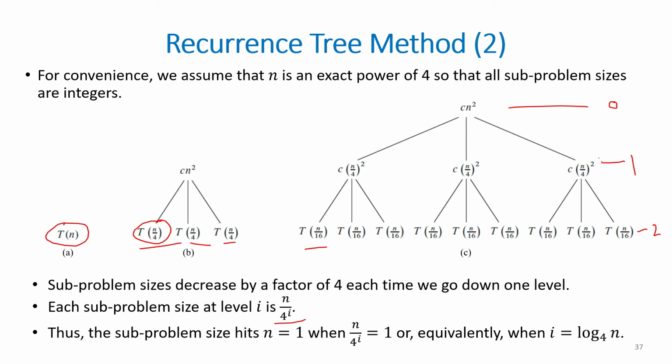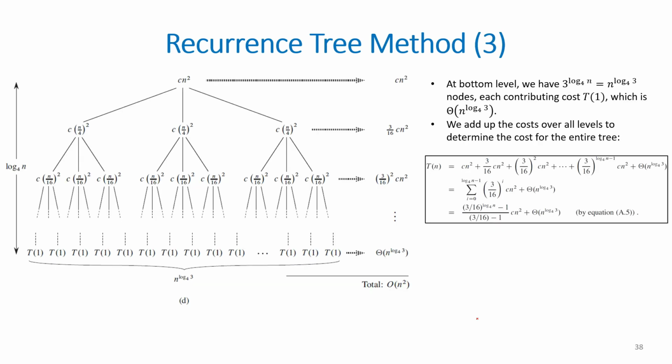That means it would have problem sizes of 1. Or equivalently, we would have n divided by 4 to the power i equal to 1, which becomes i equal to log base 4 of n. So over here, we see the complete tree up to all the leaves. We know that the last level is log base 4 of n, which we calculated earlier.